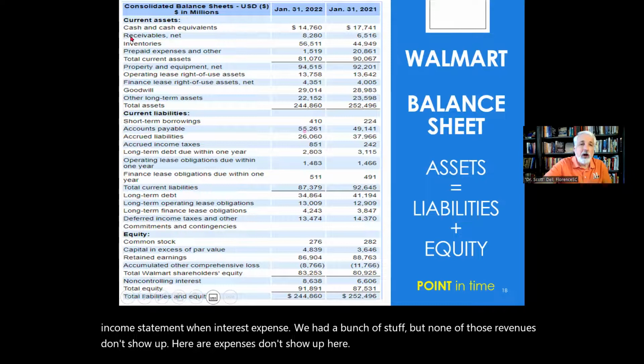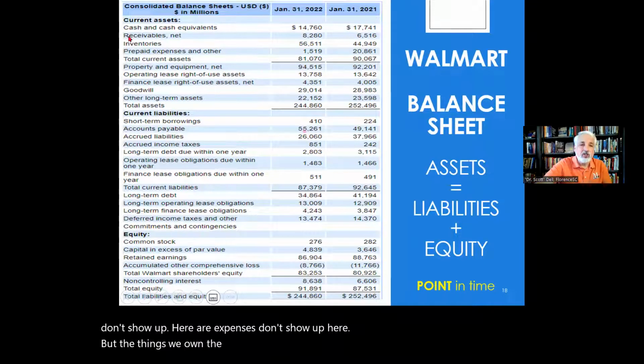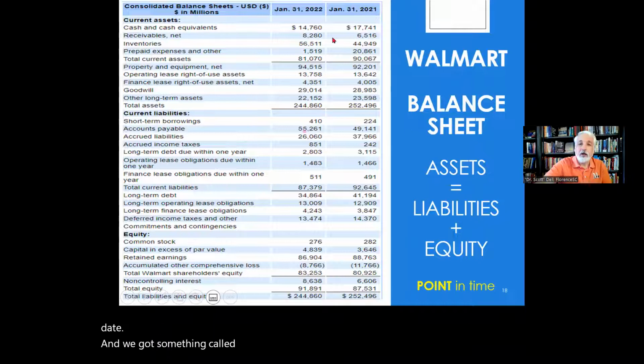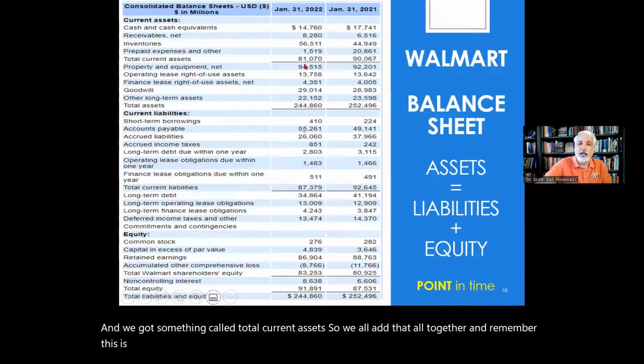But the things we own do: the cash, receivables, which will turn into cash, inventories, and some prepaid expenses. We'll talk more about the accrual method of accounting versus the cash method at a later date. And we've got something called total current assets. So we add that all up together. And remember, this is in millions, six zeros. So we get roughly $81 billion in current assets.